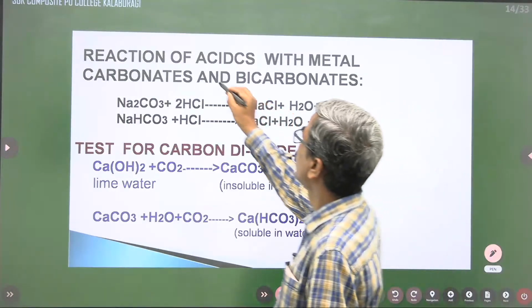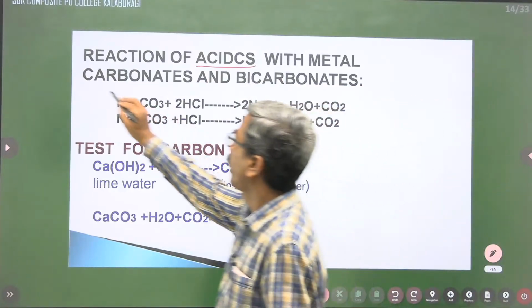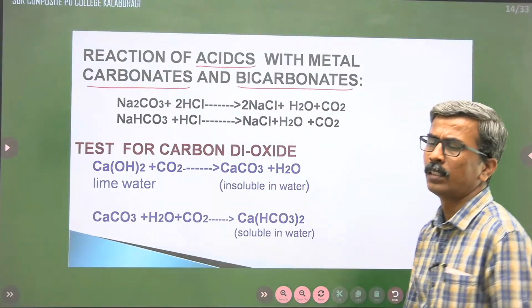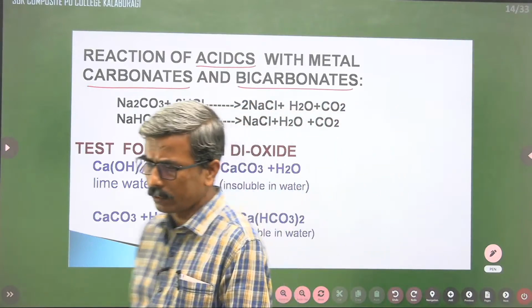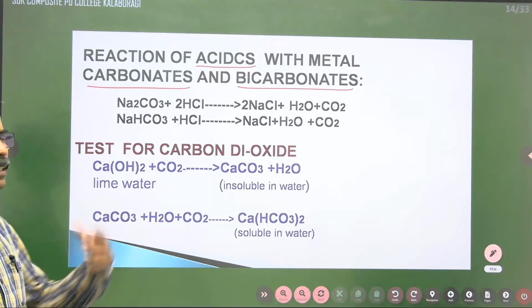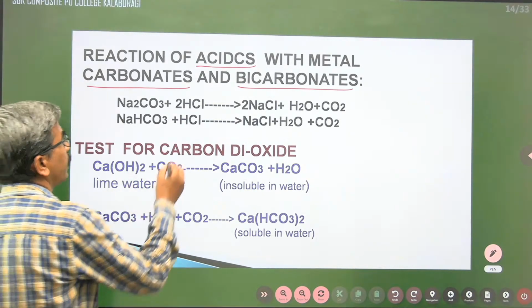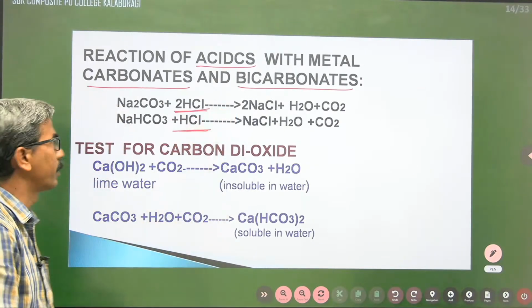So when acids react with carbonates and bicarbonates, what will happen? Or in another way, when acids are made to react with carbonates and bicarbonates, how are they going to react? That is another chemical property, another reaction they have included. Now here, the example I have taken of acid is hydrochloric acid.